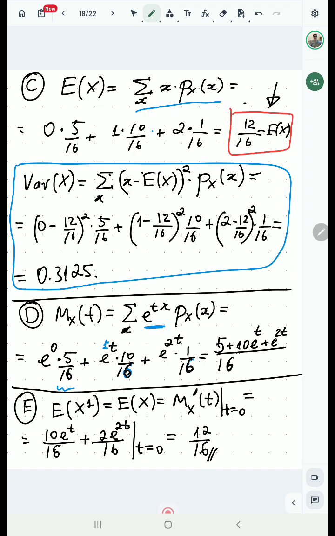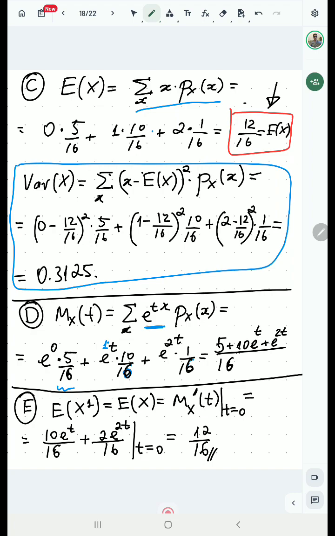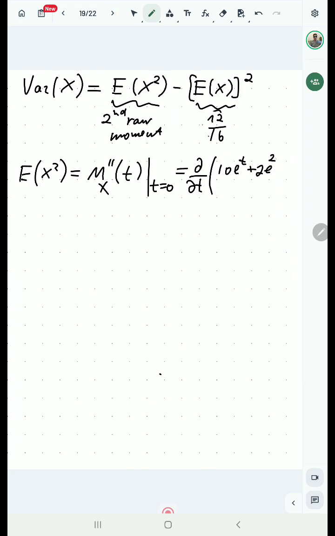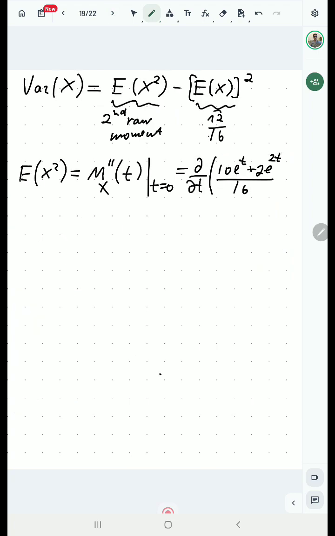So the first derivative is 10 times e to the power t over 16. We're basically taking the derivative of this function, 10 e to the power t plus 2 e to the power 2t, and everything over 16. And then what you have to do is get it and then evaluate it at t equals 0.